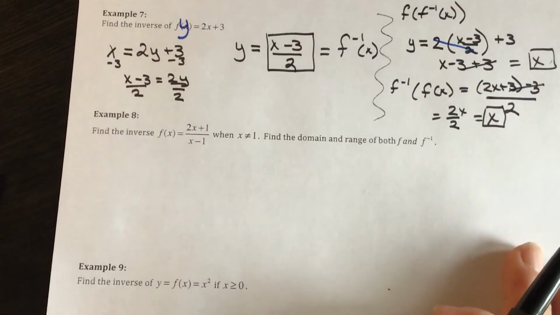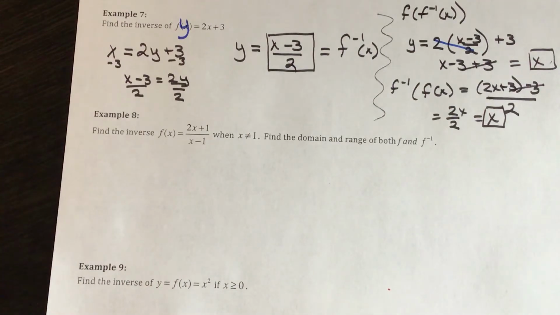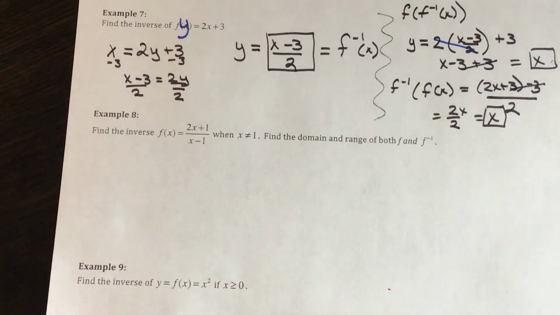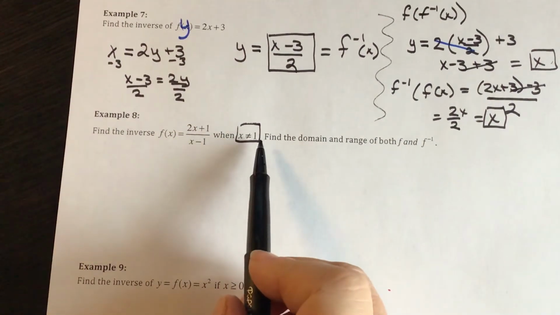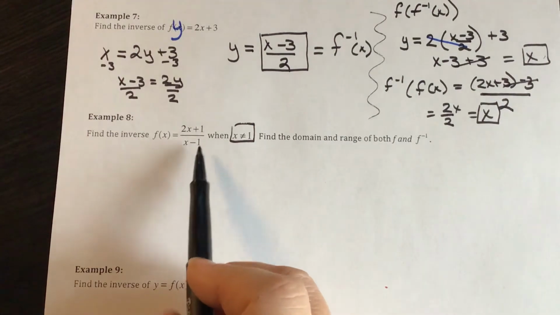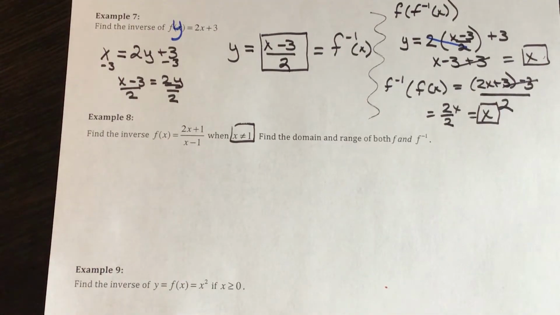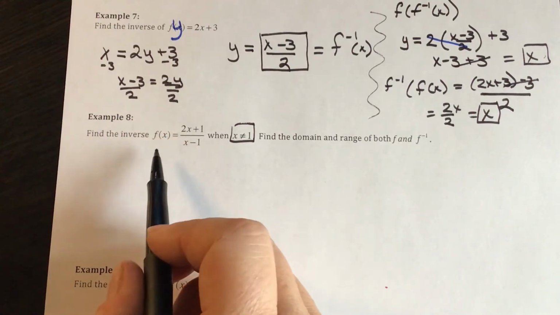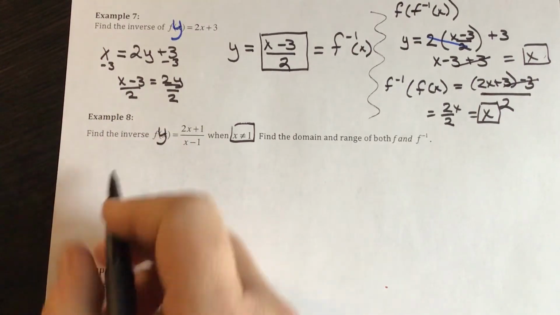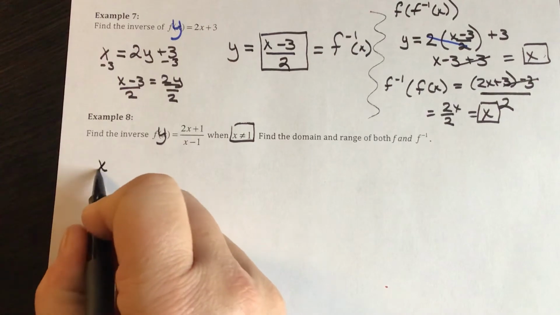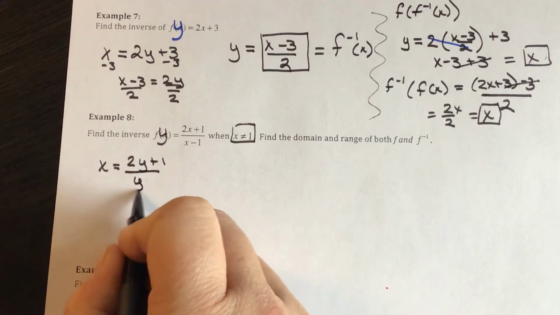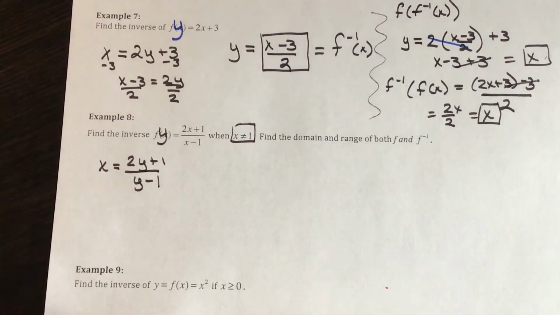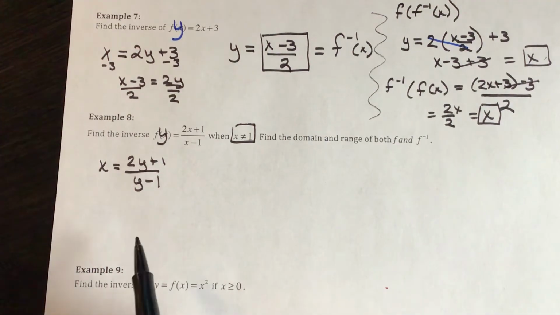In example 8, it says to find the inverse of this rational function when x does not equal 1. We see that x does not equal 1 because if I put that into my original function, it is undefined. So first thing, let's change our x and y values. Remember, this is y, and then I'm going to rewrite that as x equals 2y plus 1 over y minus 1. And I'm going to solve for y in this case.